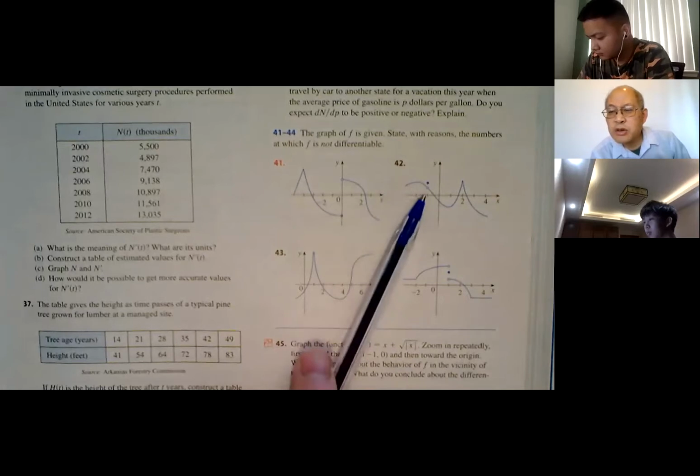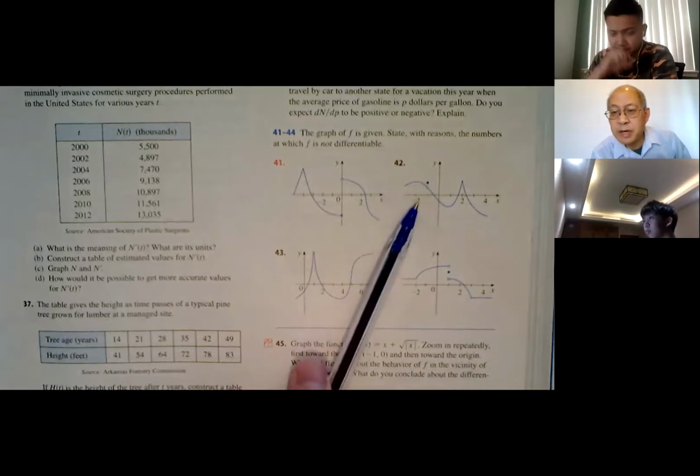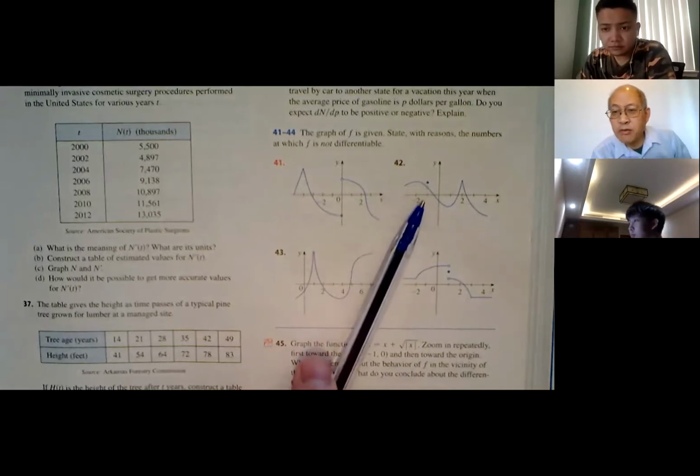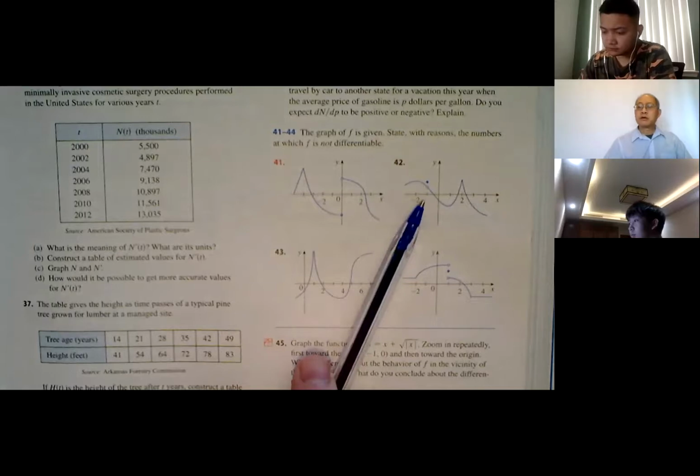Okay, how about 42? They have an open circle here and then a dot right up here. So at x equals negative 1, not differentiable. And the reason is not continuous.